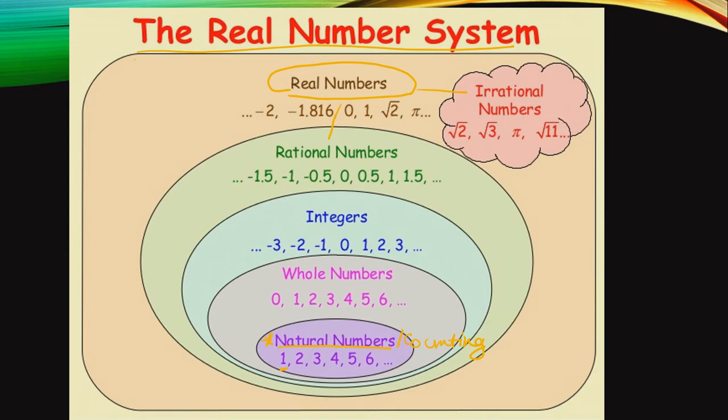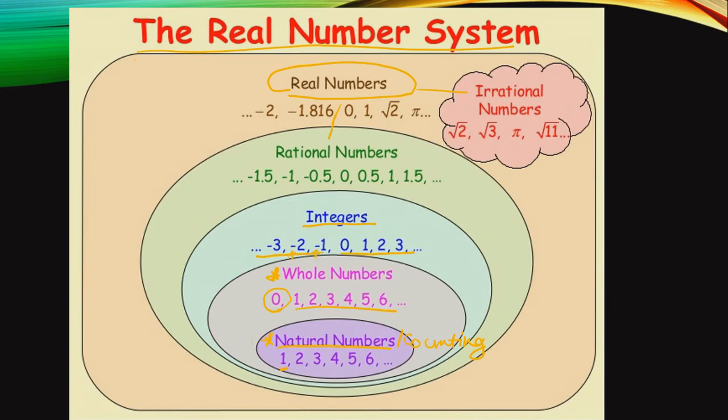The next one is the set of whole numbers. So the set of whole numbers includes all the elements of the natural numbers plus the zero. So whole numbers are the natural numbers with 0 added. Next is the set of integers. The set of integers includes all the elements of the set of whole numbers and the opposite or the negative of all the elements of the set of the counting numbers. So integers are the whole numbers plus the negative numbers.